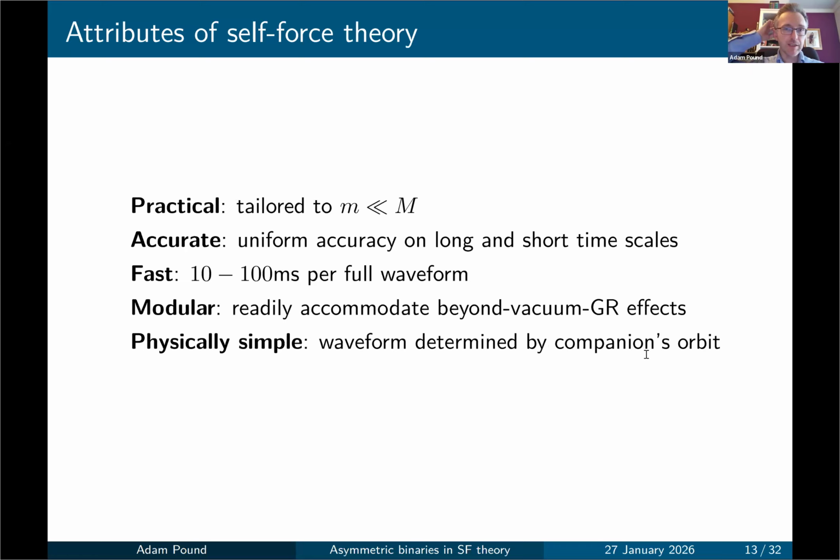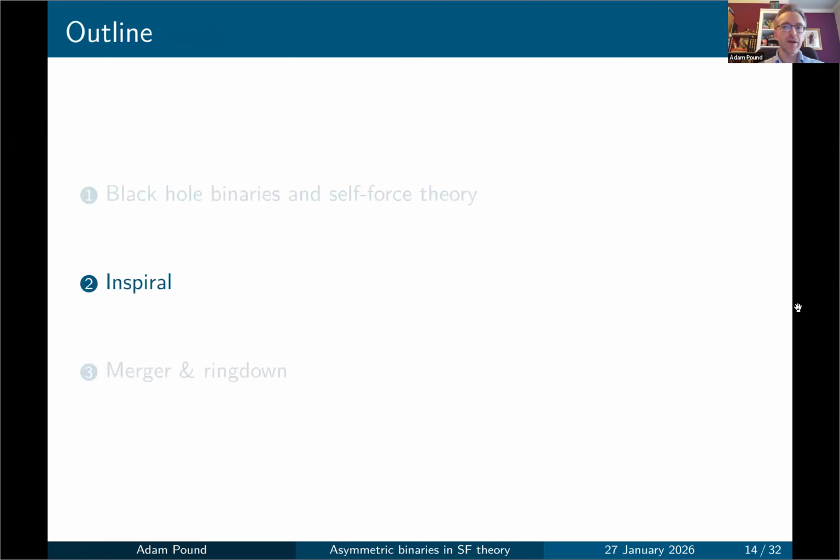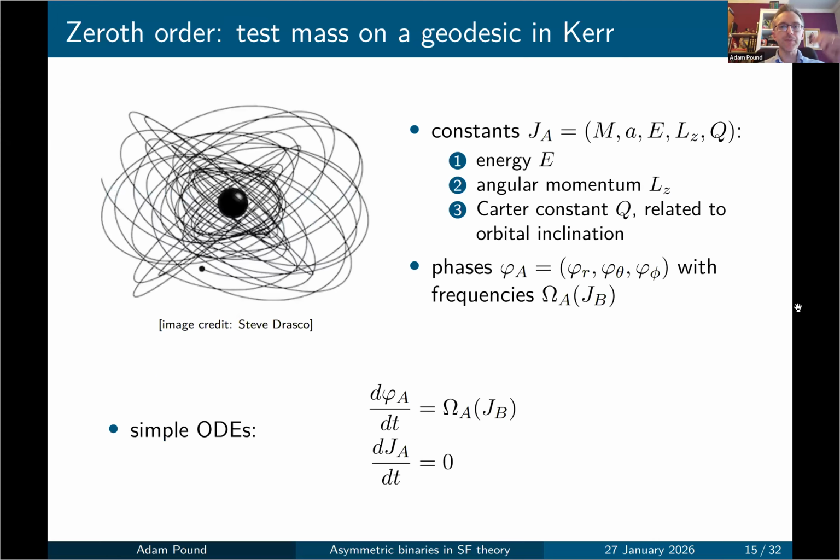It's also just kind of physically simple and intuitive, where the waveform you get out is just directly determined by the orbit of the small companion going around, which is kind of the same picture that motivated EOB back in the day, that you have a waveform that's really just tracking the motion of one body around another body. Although I should say that our waveform is sensitive to the motion of the big body as well, but in a subtler way. Okay, so how do we use this to model the inspiral?